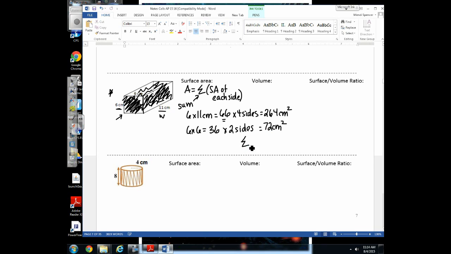The equation says we have to add those up. We have to sum them. So I like to do this, some old school math there. When we sum those together, we're going to get 336 centimeters squared. So there's our surface area.